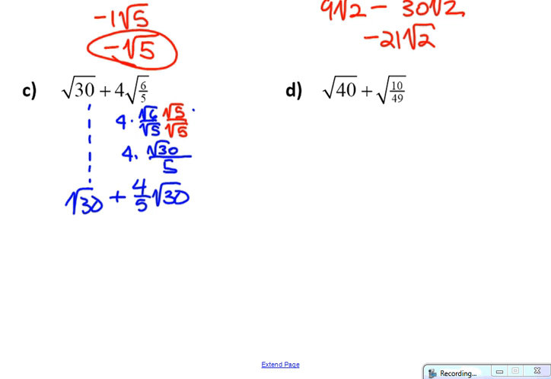So now I do have the same radical, and I need to add them. This has got an understood 1 in front, right? So that's going to add to be 1 4/5 times the square root of 30. And I don't really want to put 1 4/5. I'm going to change that to an improper fraction and make that 9/5 square root of 30.